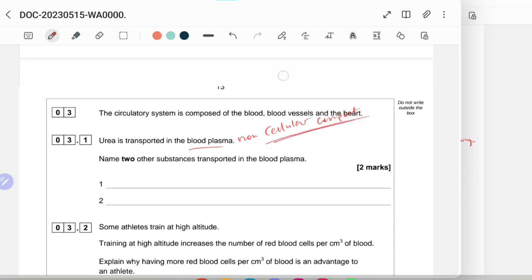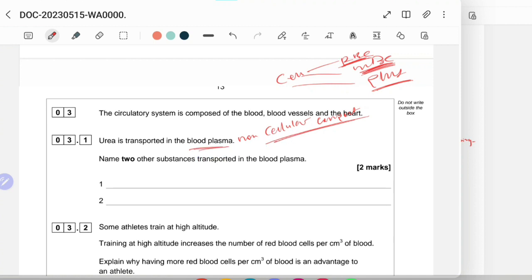In your blood, you have the cellular component, which is what? Red blood cells, white blood cells, and platelets. This one carries oxygen and carbon dioxide. This one fights infection and defends your body, and this is what makes your blood clot. But the water aspect of your blood is plasma. That's why you have all of those things.